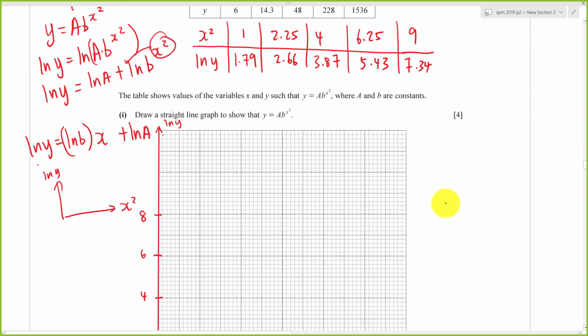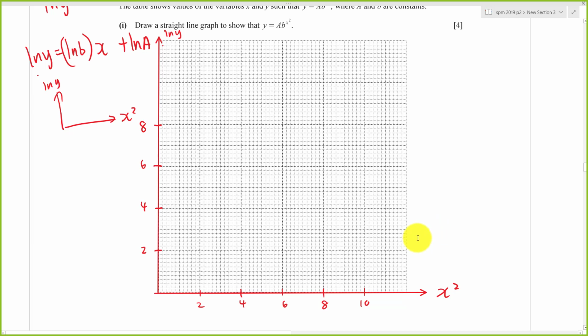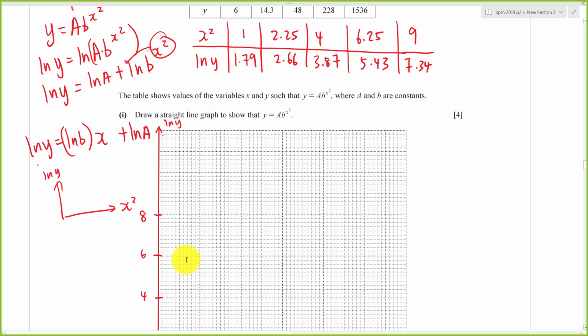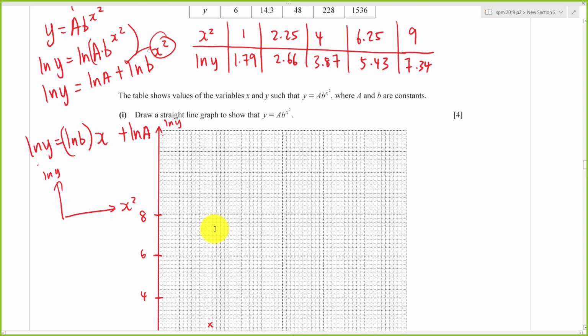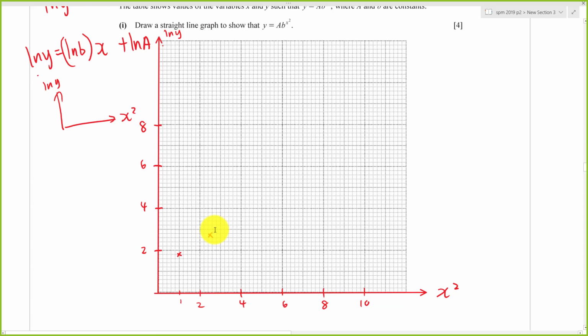Okay, so the next thing is we're going to plot 1 and 1.79, so it's about 1.8. So 1 is over here, 1.8 is somewhere here. So I get the first one, which is 1 and 1.8. Then the second one is 2.25 and 2.66. 2.25 is somewhere in the middle here, and then 2.66 is somewhere here. Okay, then 4 and 3.87. 3.87 is somewhere here.